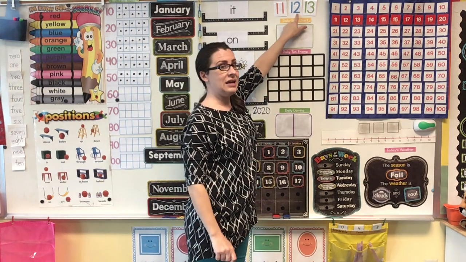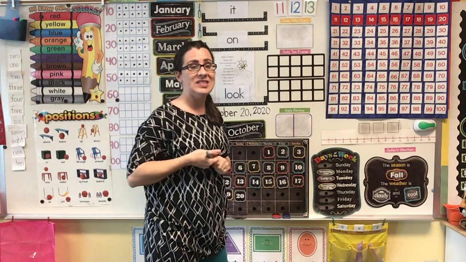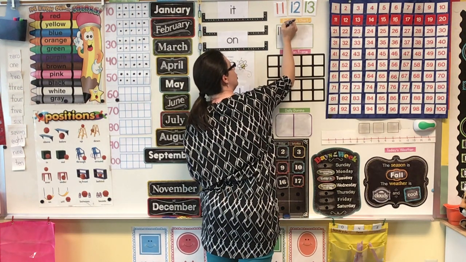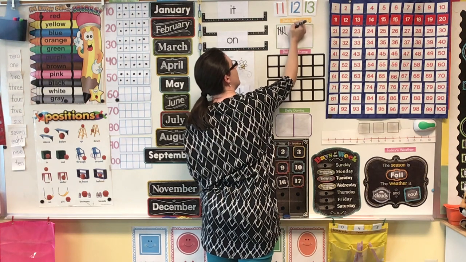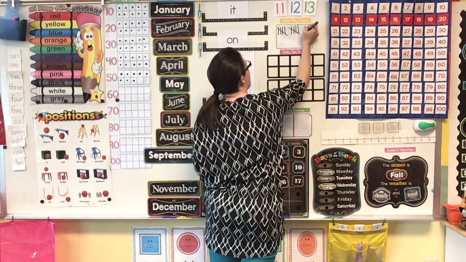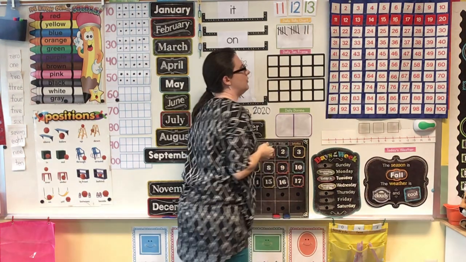We have 12 right here. Now we need to have 12 tallies. Count with me as I write my tallies. 1, 2, 3, 4, 5, 6, 7, 8, 9, 10, 11, 12.